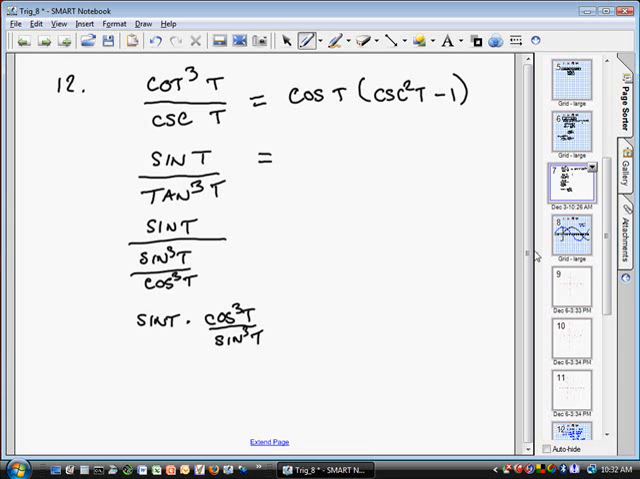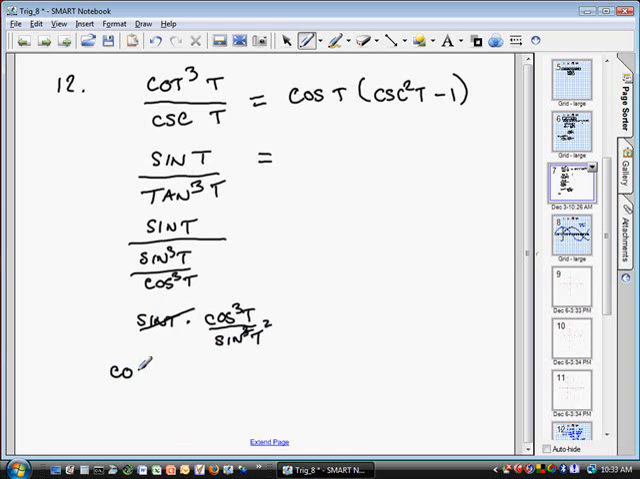Does that make sense? In other words, instead of dividing by sine cubed over cosine cubed, isn't that the same as multiplying by cosine cubed over sine cubed? Okay, now can we do a cancellation? Yes. This sine cancels with one of these three down here. So now I'm down to what? That's a squared now? Okay, so it's cosine cubed over sine squared.